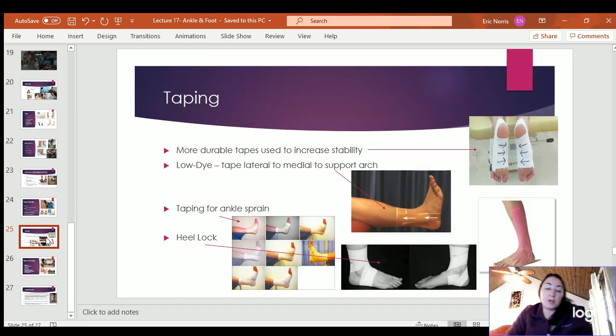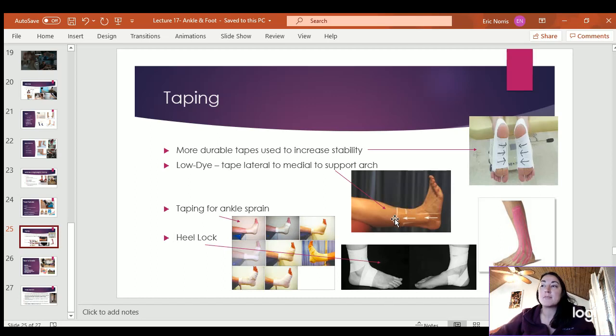And then taping, we're going to go over taping later on in lab, and these are just some basic techniques. I do highly recommend you getting trained in taping, doing some CEUs if you plan to do it very often. This is a heel lock, where you're wrapping around and locking the heel into place, trying to guard it from over supinating and causing an ankle sprain.